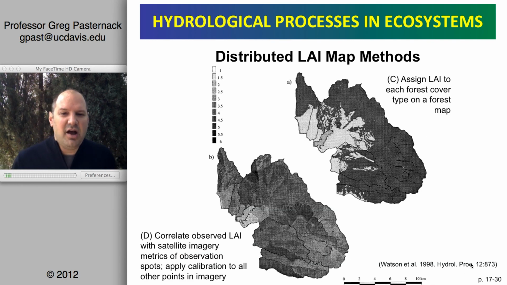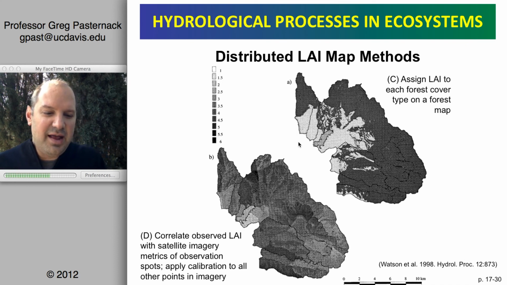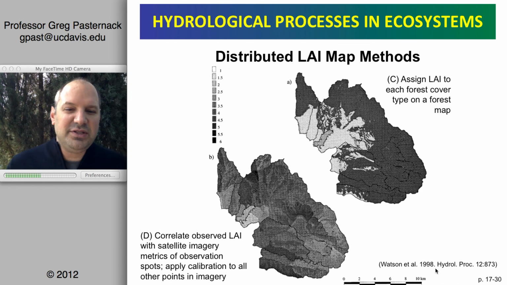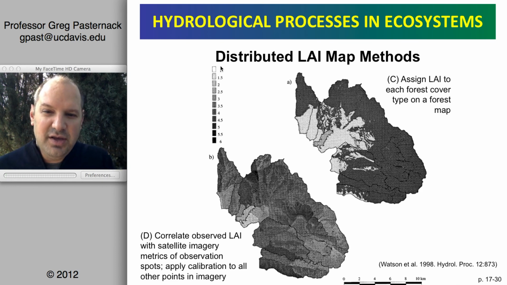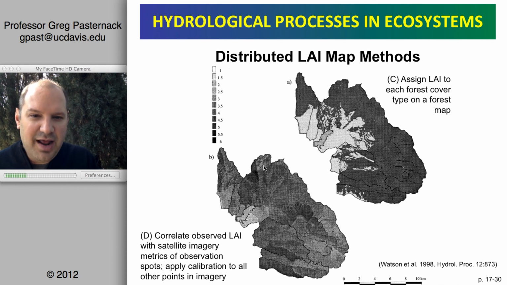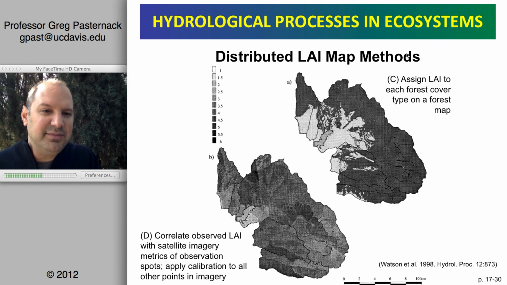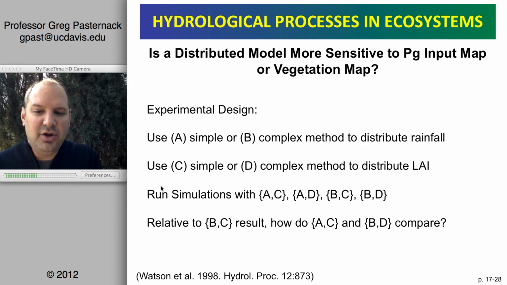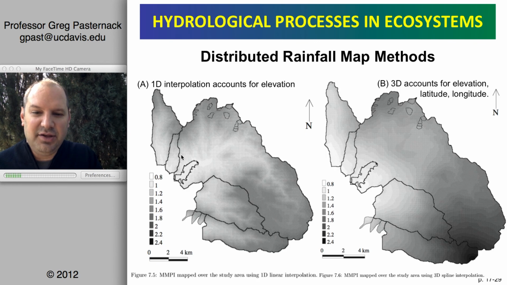Here's a comparison of the leaf area index map, and it's really hard to see. I apologize for that, but this is from 1998, and there weren't a lot of color maps published at that time. So here we have a leaf area index going from 1 to 6, and in the first case, A, we're assigning leaf area index to each forest cover type based on a forest map. And then B over here. A and B are just for the figures, but I'm saying C and D because I'm referring back to my experimental design. So that's what that is.